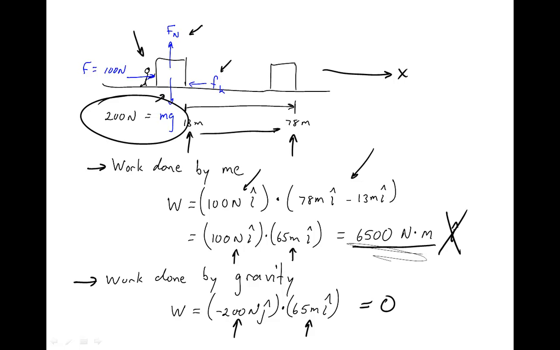So gravity does no work on this object. Doesn't mean the force of gravity isn't there. Simply in the displacement from 13 meters to 78 meters, no work is done by gravity. There is still work done by me, and if we calculated it out, there would be work done by friction. But no work is done by gravity. In a similar fashion, no work is done by the normal force, because it's also in the j direction.